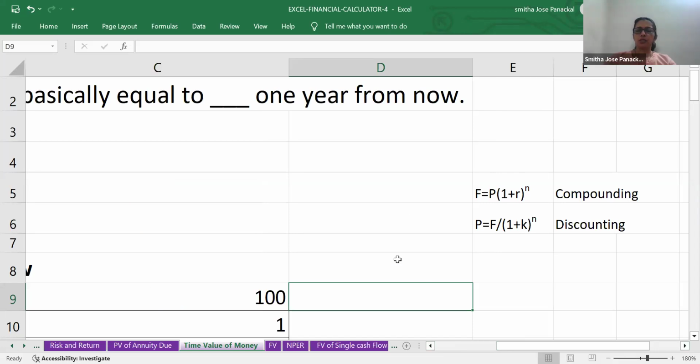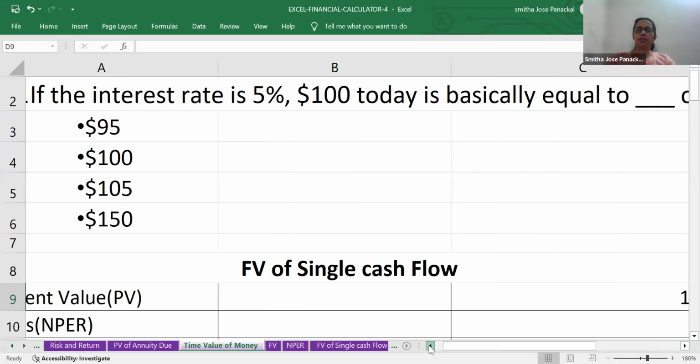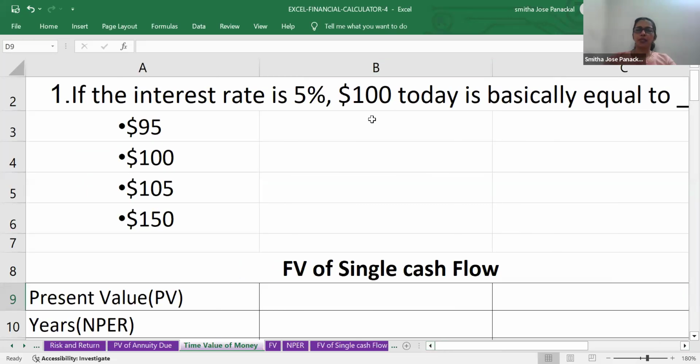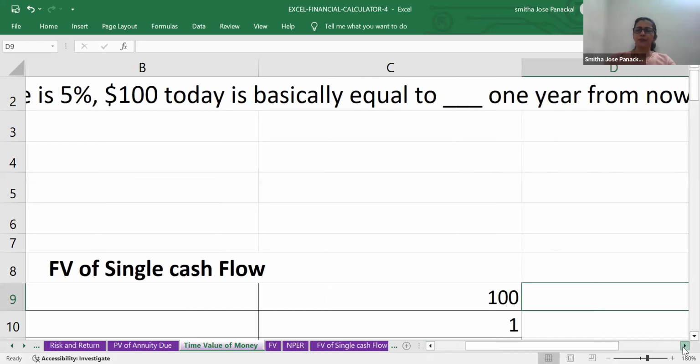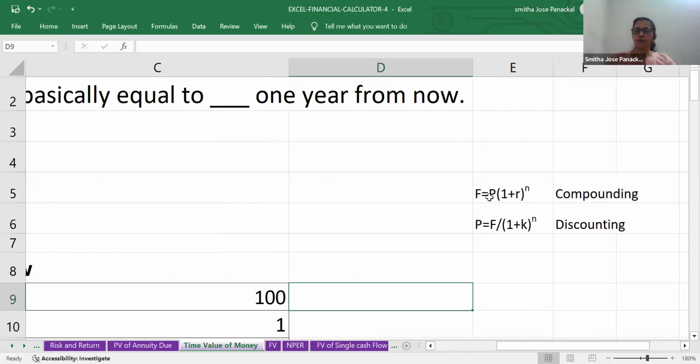What is this calculation? 100 you're spending now, and this is in present terms. You want to know the future value of this 100 at the rate of 5% interest. For that, you have to find the future value, and that process is known as compounding. And if you want to do it manually, you can apply this formula.